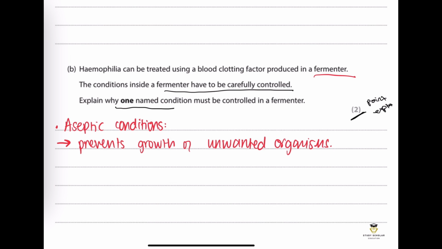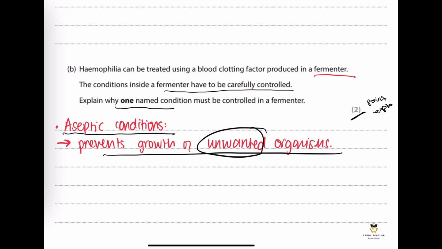So the one I chose, the one that I think everyone says as a very common logical thing, is we need to make it aseptic condition, so we make sure that it's completely sterilized because this will prevent the growth of unwanted organisms. Unwanted over here is a key word, you must have it. And also because it prevents contamination, so we know that it won't be infected by something different.